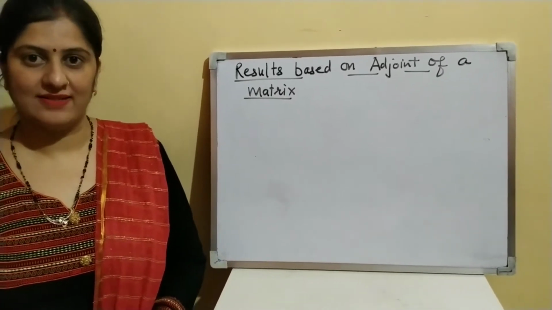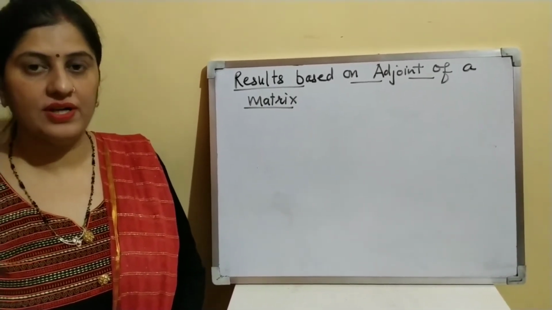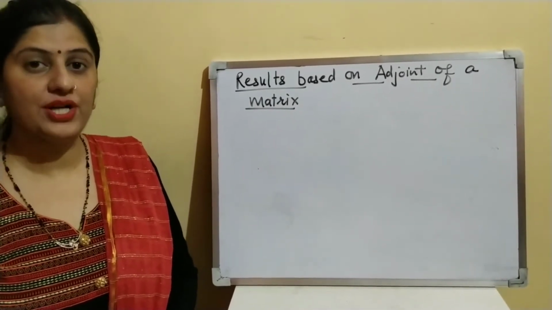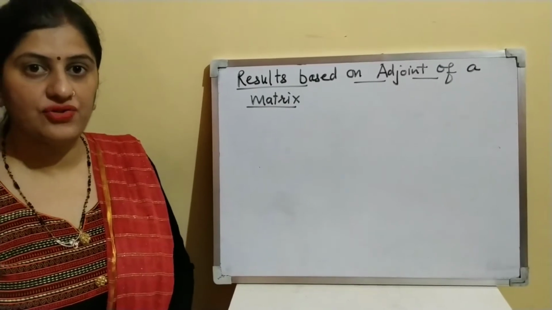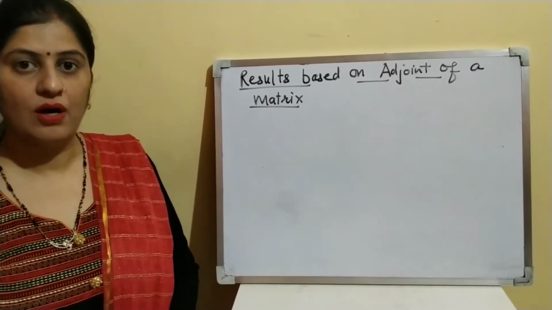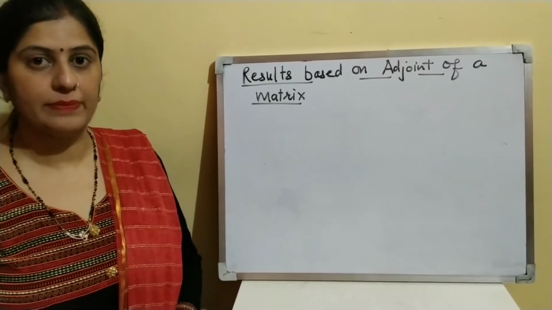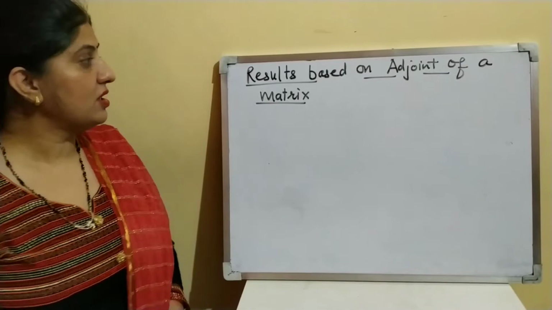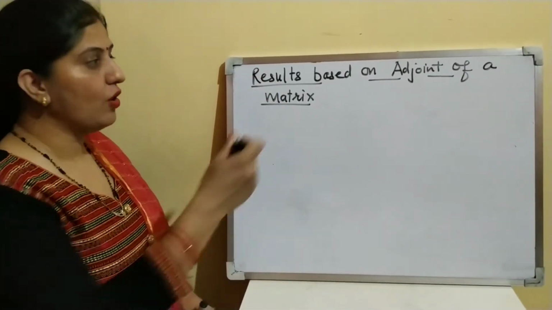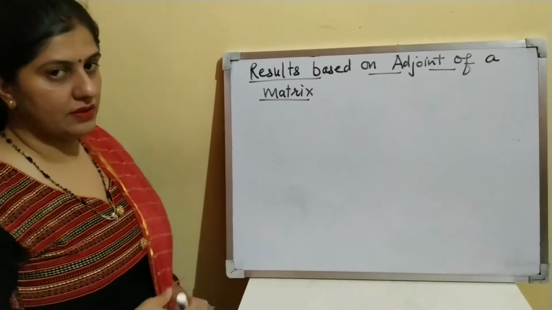Welcome to maths class. In previous lecture, we have discussed about adjoint of a matrix. How you can find adjoint of a square matrix of order 2 by 2 and of order 3 by 3. Today, we will discuss some of the results based on adjoint of a matrix. See here, number 1.